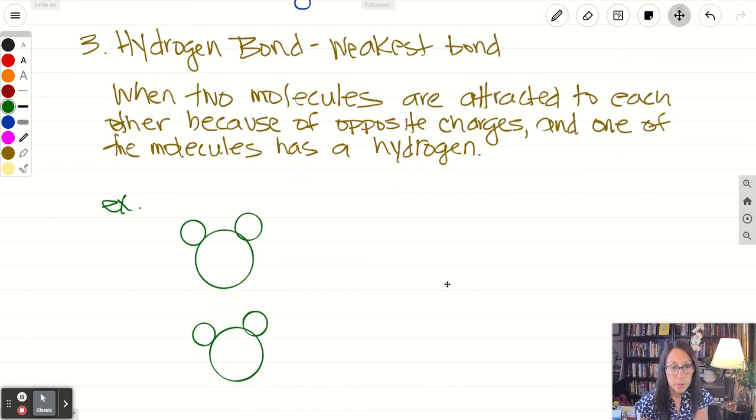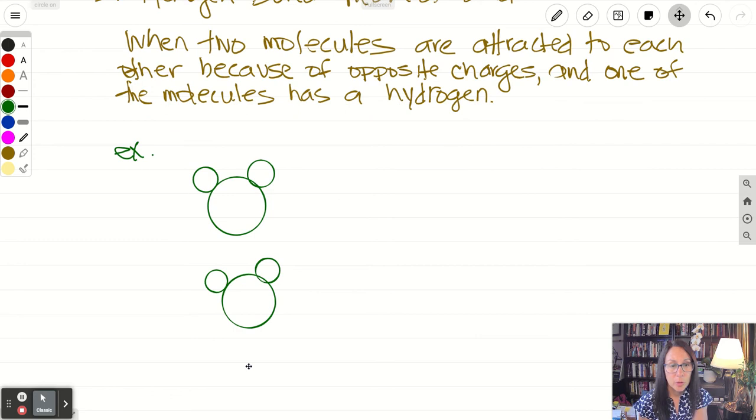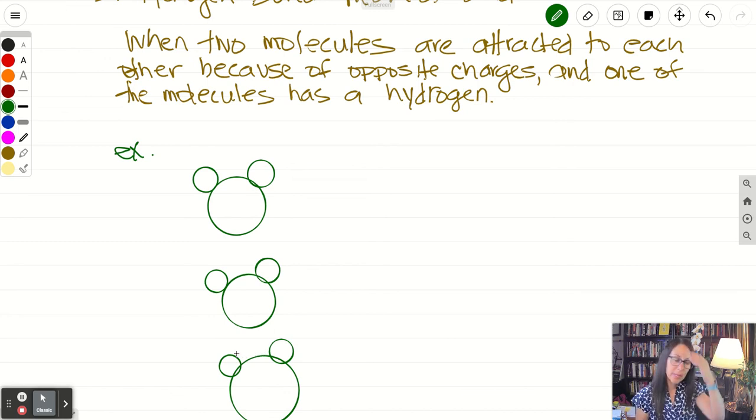Okay, I'm going to scoot up a little bit. I'm going to draw a third water molecule. Okay, so I have three water molecules here. And so when you have a cup of water, it is millions of water molecules. Here are just three.